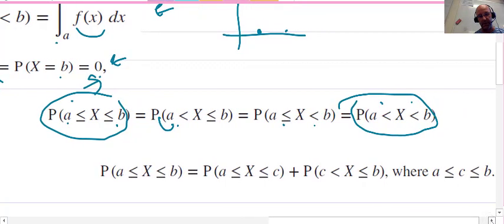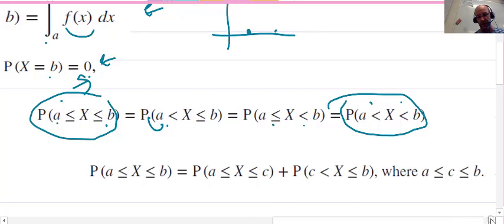So this means also that we can break things into parts here. A through to b is a through to c, and excluding c up to b, so we don't count c 2 times. And so we can break things up.